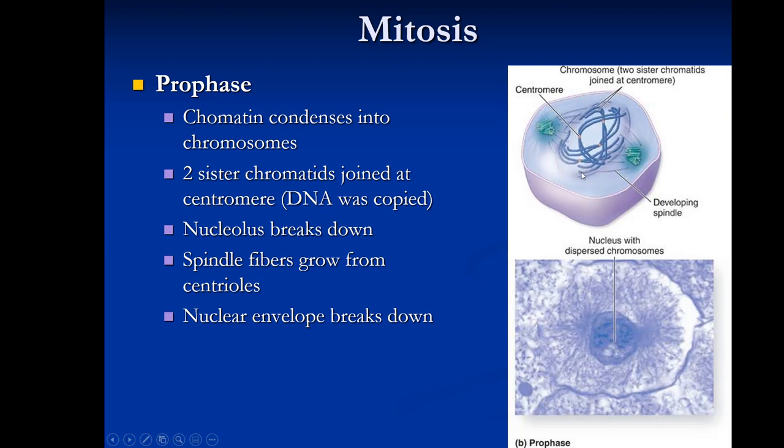Other things going on in prophase: the nucleoli are breaking down, and spindle fibers start to grow from the centrioles. What that means is, you remember the centrosomes, which are the microtubules? Those microtubules start elongating. Remember, they can change length, and they're starting to form something called the mitotic spindle. And the nuclear envelope, the layer around the nucleus, also breaks down. So microscope-wise, it doesn't look that different than interphase. The nucleus might look a little bit darker, but it looks very similar.